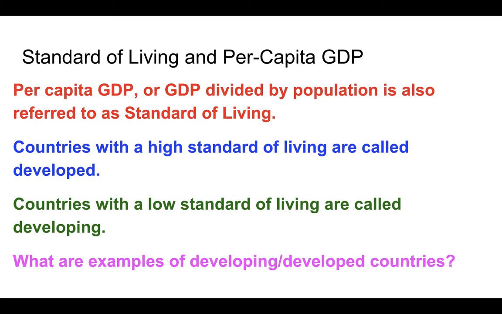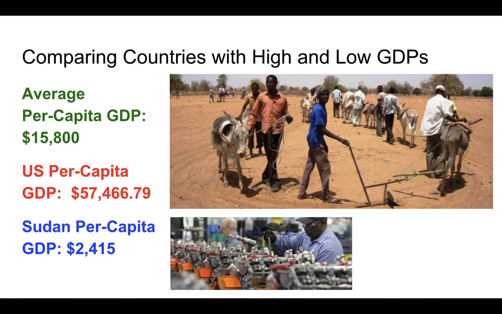So what does per capita GDP and standard of living have to do with it? Well, that's how we divide countries up. We divide them by their standard of living. If they have a high standard of living, they're usually called a developed country, while countries with low standard of living are called developing. So we can go over some examples of this.